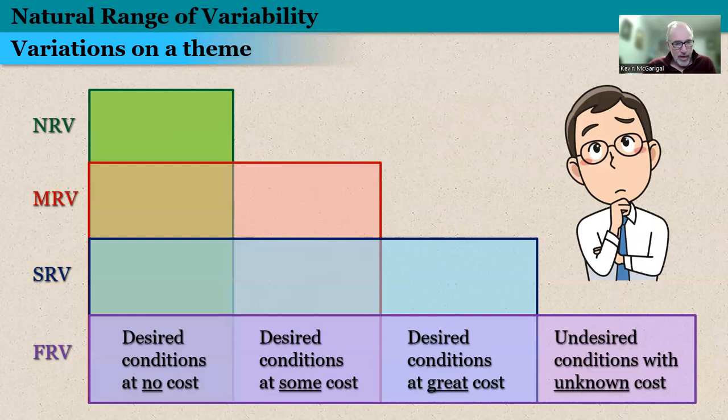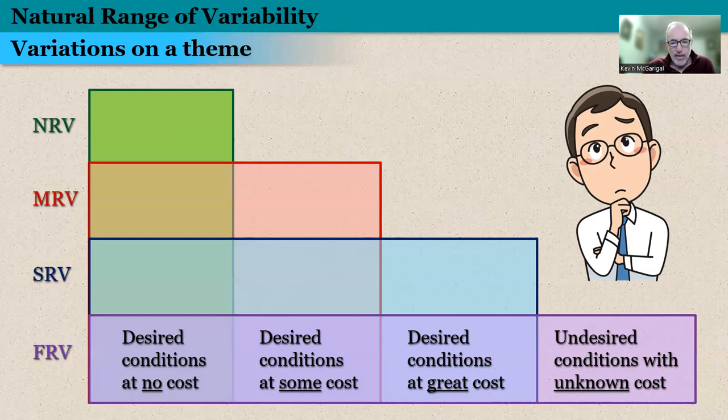So we can also label these boxes. On the bottom left, where we have the overlap of all four of these range of variability ideas, we have desired conditions that come at no cost. This is the future range of variability that is consistent with the natural range of variability and does not require any human land use activities, new or old, to maintain it. So it's desired conditions that come at no cost. The second box would be desired conditions that come at some cost, because this variability does require modern land use practices to create that variability that is outside the natural range.